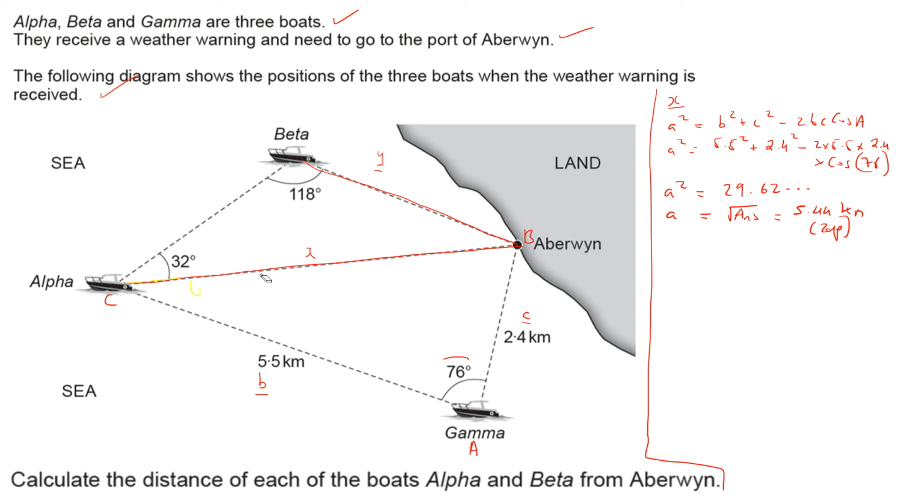Now, because I found that, I'm going to get rid of the highlights and maybe all these letters as well, because it'll make my life a bit easier. So I know this one now, it's 5.44 kilometers. I've done that. Now I've got to find side y.